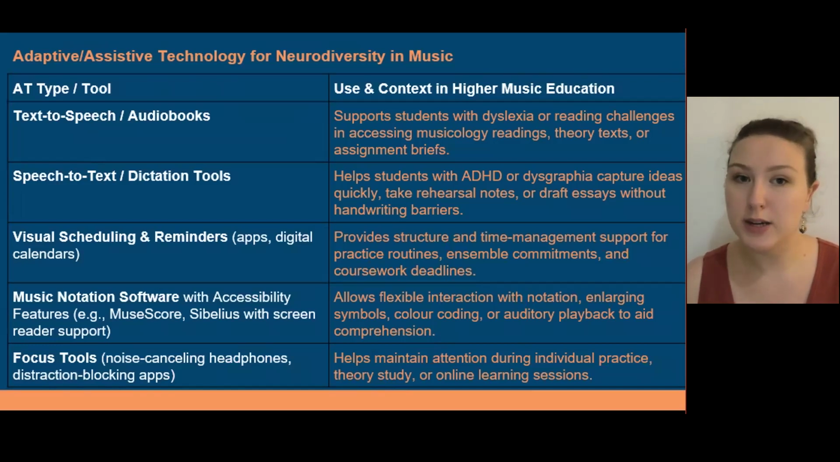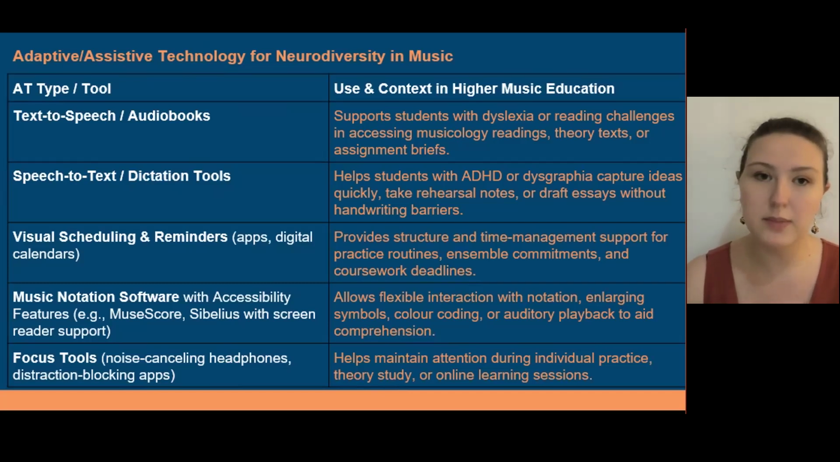Tools such as text-to-speech and audiobooks are very helpful for students with dyslexia and or who have reading challenges to help them access better the course materials. If they don't have to read through their music history books and they can have an audiobook of it, or they can put in PDFs into these systems and they have the coursework read back to them. This can be very helpful when they have challenges with the visual processing side of their materials.